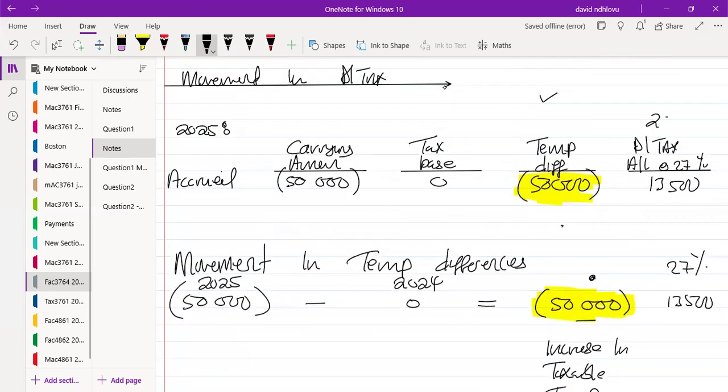So if you come back here, you can see that we're dealing with a liability. The carrying amount was greater than the tax base, resulting in a deferred tax asset. A deferred tax liability you put in brackets. A deferred tax asset does not have brackets. So this is how we calculate and present.